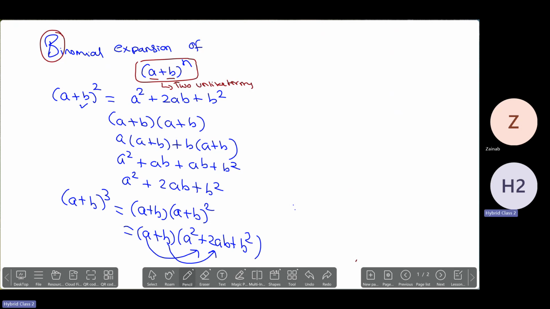What question starts? They even told to use Pascal's triangle to find the expansion. So it's up to you. You can either use Pascal's triangle or you can use the method which we learned now. They encourage you to do it by Pascal's triangle, but that is not required. You can just make a Pascal's triangle and use it for all the questions.